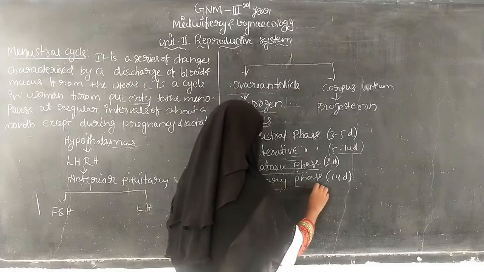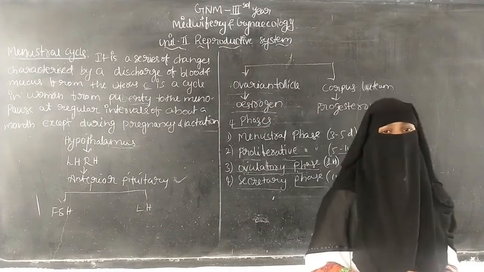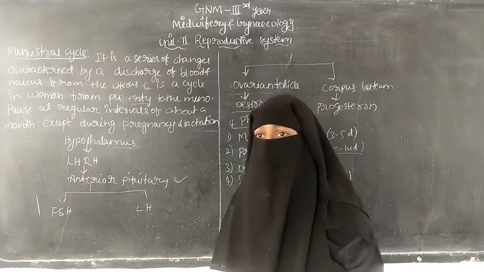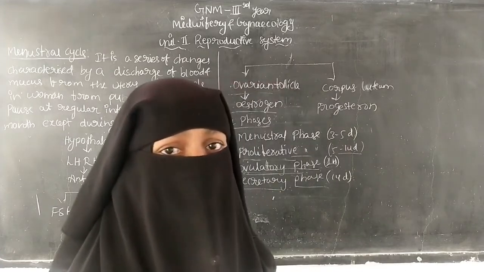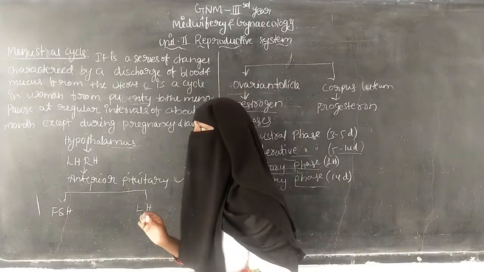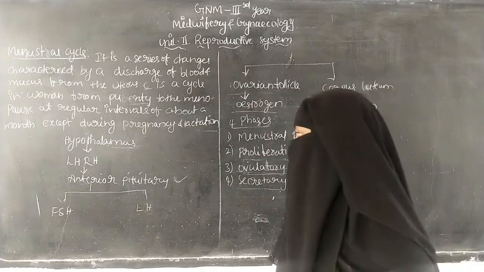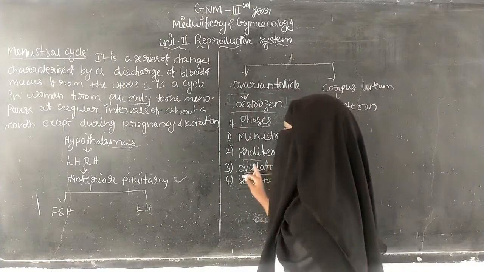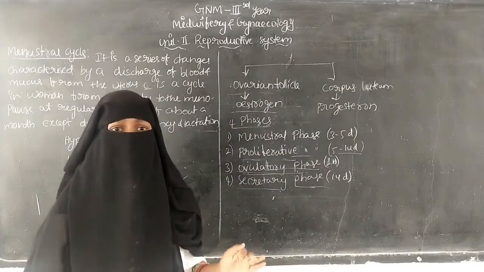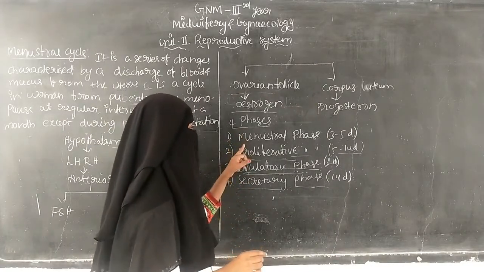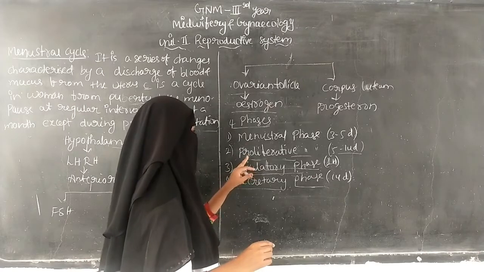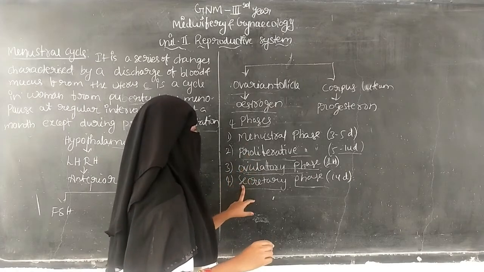Next one is the secretory phase. In the secretory phase, the glands secrete the estrogen and progesterone hormones. So the menstrual cycle consists of 4 phases, that is the menstrual phase, proliferative phase, ovulatory phase and the secretory phase.